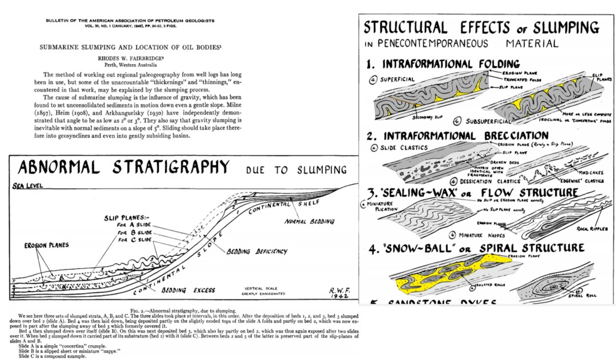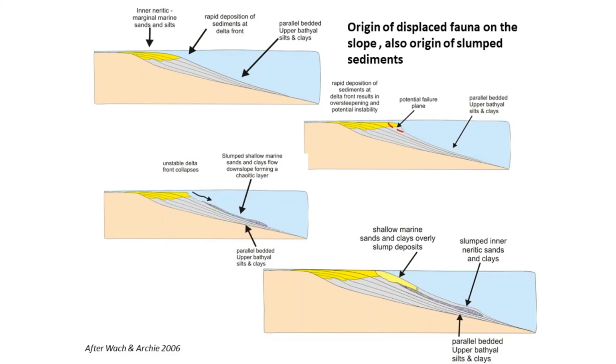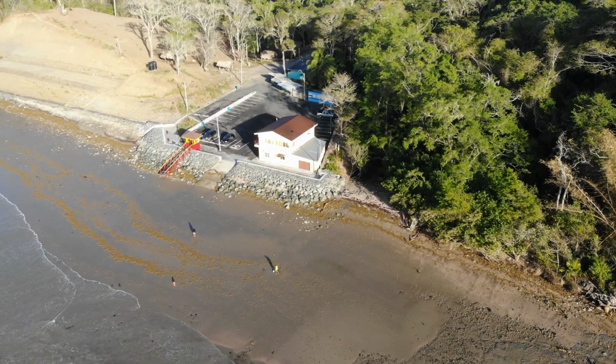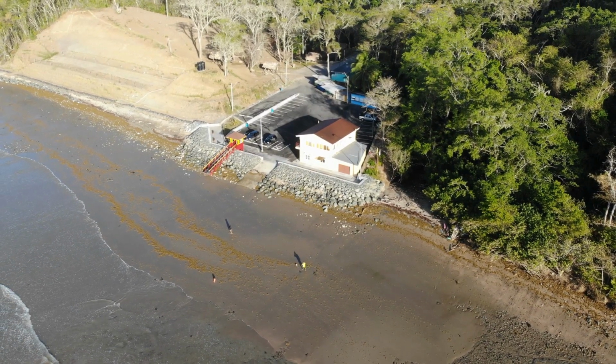Are these slump units the result of syndepositional or post-depositional movements? The first series of diagrams illustrates how these deformed units may have been formed between undeformed beds. Wach and Archie in 2006 proposed shelf edge collapse of a progradational shelf edge delta to explain the slumped units between undeformed beds. This is a drone video of the coastline towards Palmiste Point.